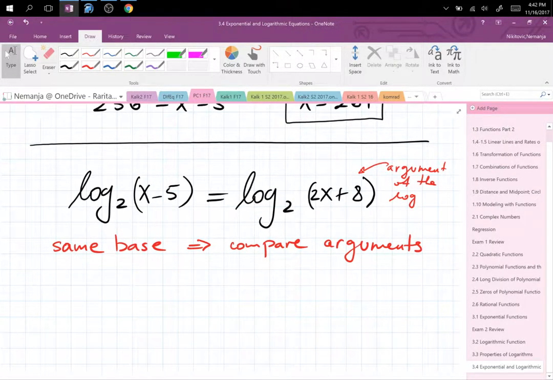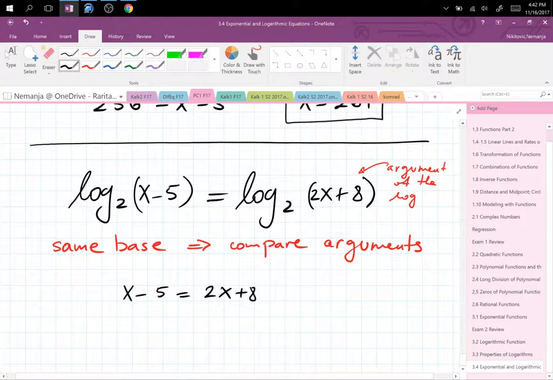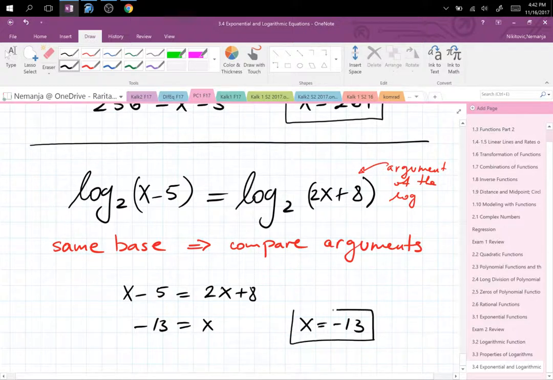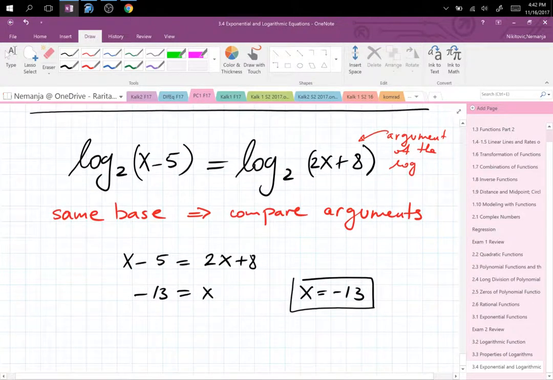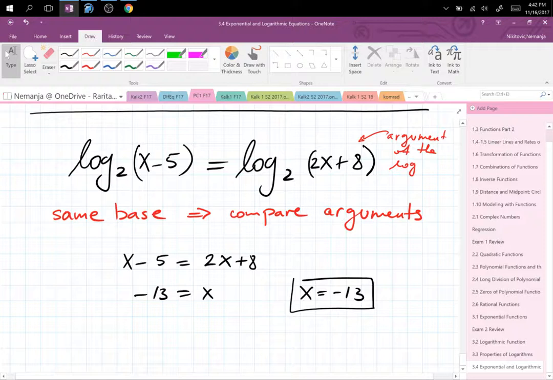We have the same base, therefore x minus 5 is the same as 2x plus 8. Move x this way, you get x. Move 8, it's negative 13. X equals negative 13. You walk away, except you have to be very careful. Logs produce extraneous solutions.